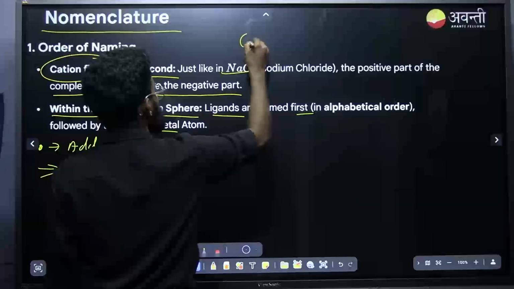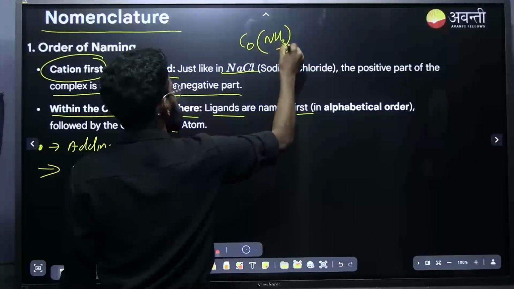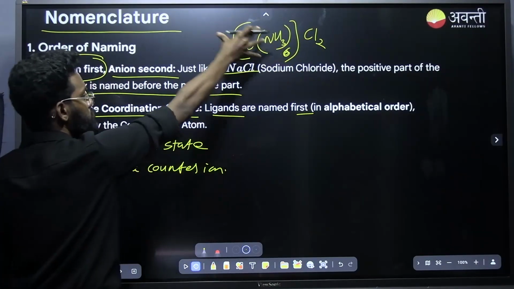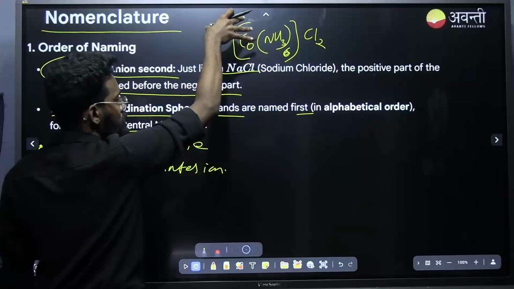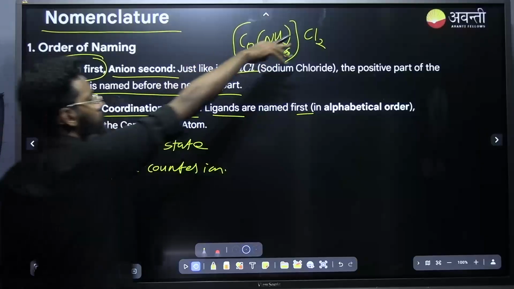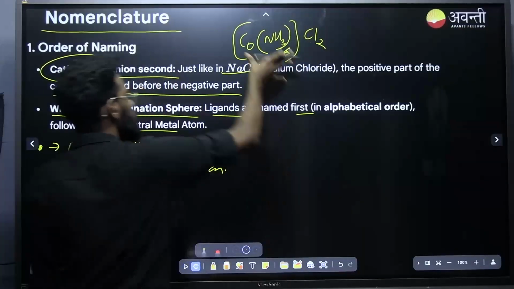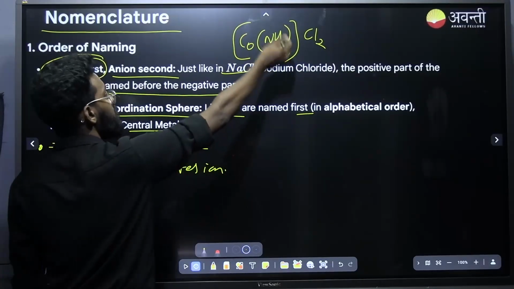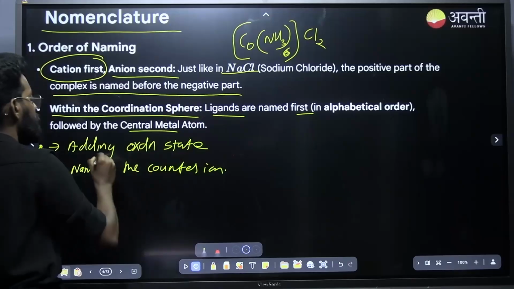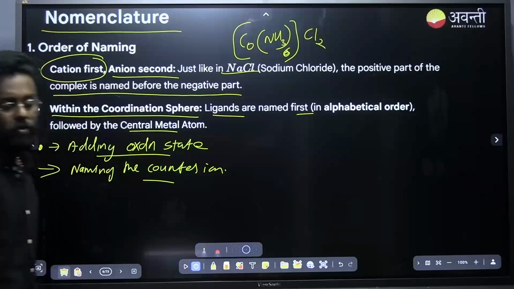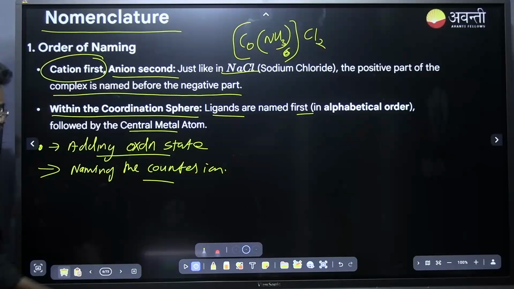If I have a coordination complex Co(NH3)6 Cl2, here you can see the coordination sphere is on the left side and Cl2 is on the right side, which means the coordination sphere is the cation and Cl2 is the anion. So we will name the coordination sphere first. In that, we name the ligand first, then the central metal atom, then we add its oxidation state. Finally, we name the counter ion. We can go through some examples, and thereby we can understand nomenclature.